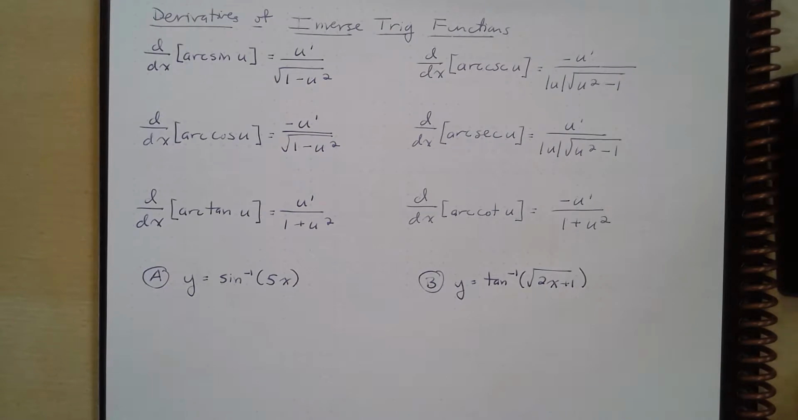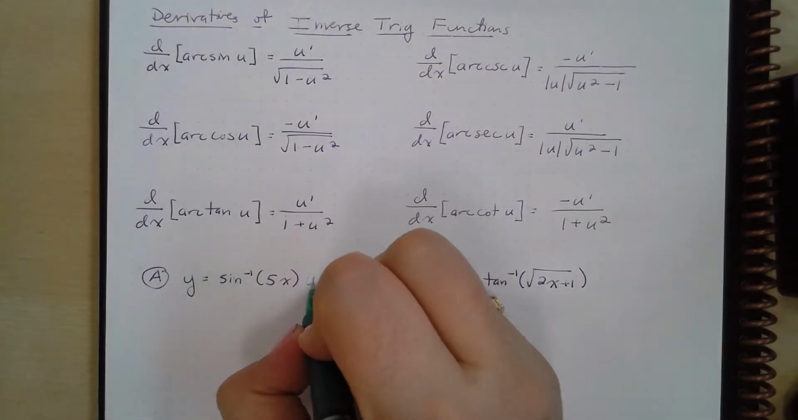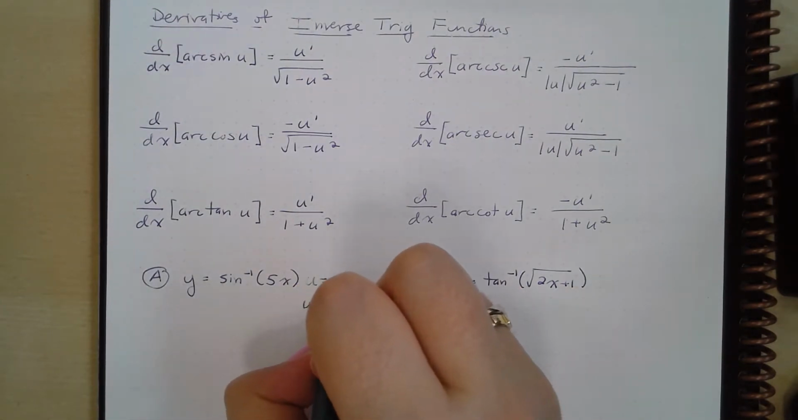So let's actually find some of these derivatives. We have y equals sine inverse, which is the same as saying arcsine of 5x. Well, in this situation, u is equal to 5x, and u prime would be equal to 5.